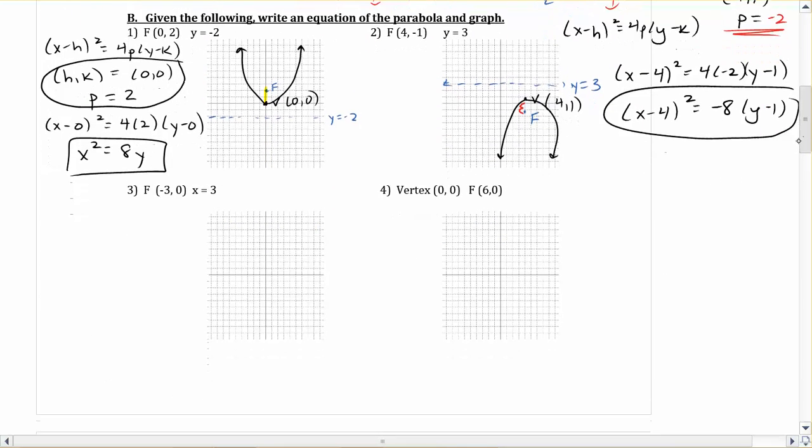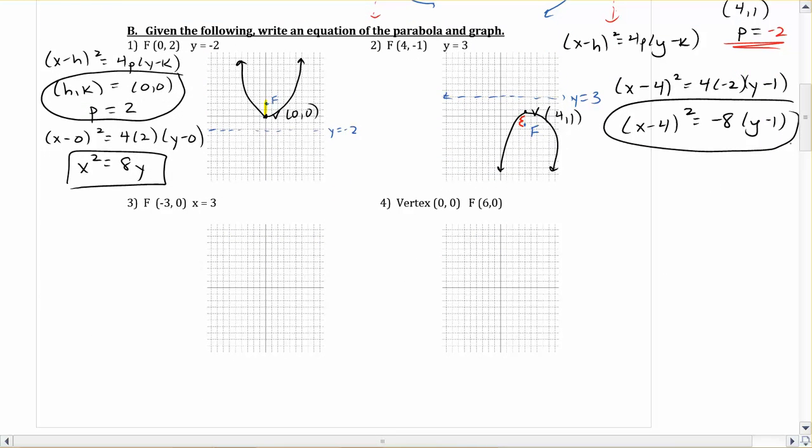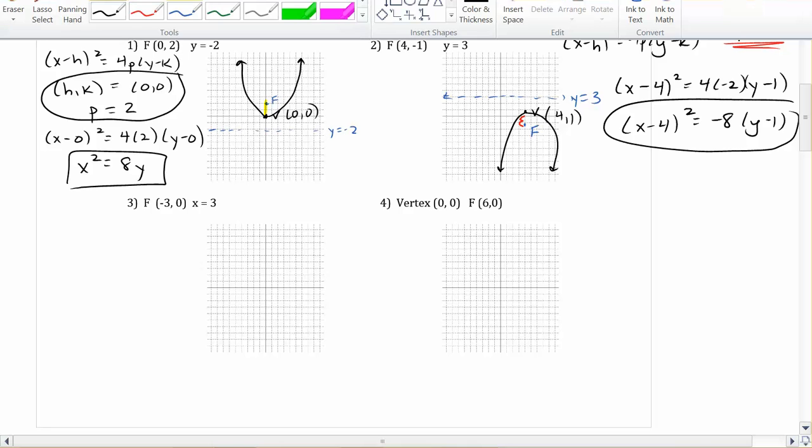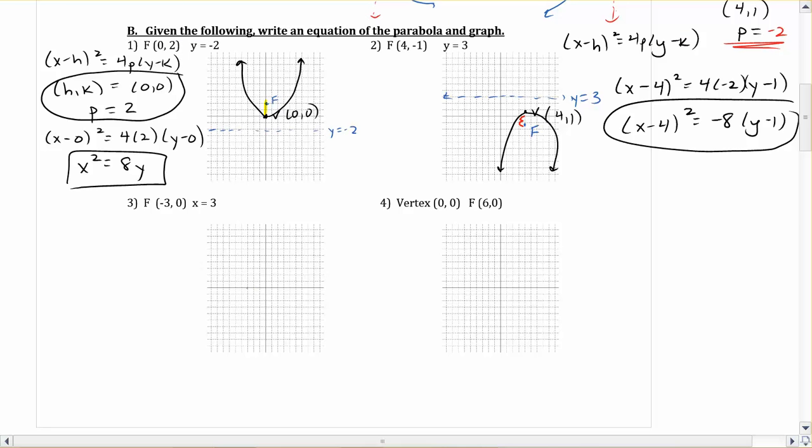All right, so let's try the next two. Let's draw in our focus and our directrix and see what happens. If I draw in -3, 0, and put a focus, and then I go to x equals 3, and be careful, x equals 3 is going to be a vertical line. So I draw in my directrix of x equals 3, and from there I know, hey, my focus is always within the parabola. I know my focus and my directrix, in between is going to be my vertex. So if I went 3 this way and 3 this way, that's a total of 6, so halfway in between is going to be at 0, 0.